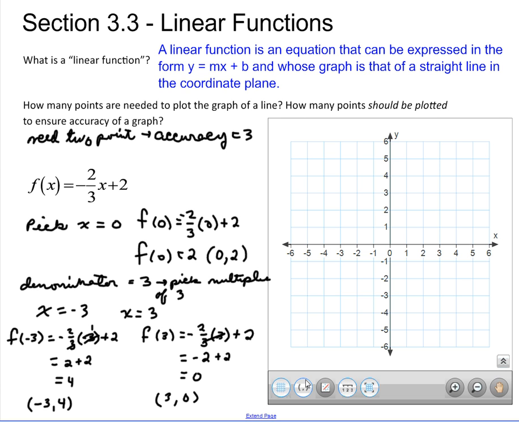So if we plot those, let's take a look. We have -3, 4. We have the point 0, 2. And we have the point 3, 0. That's easy enough. All we really have to do is draw a line right through there. We can see our graph passing through these 3 points right there. And that's the graph of our line.